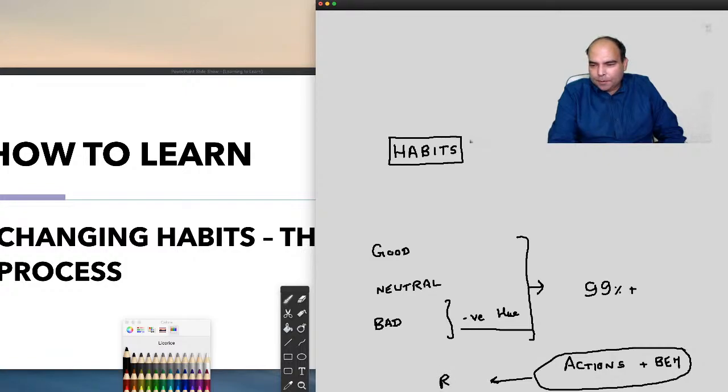And if 99% of this is happening out of habits, and your habits are suboptimal, as I've mentioned in the description, suboptimal or poor, then your actions and behavior will get restricted and your results will be below what you want. This is the basic equation when you talk about habits in this context.